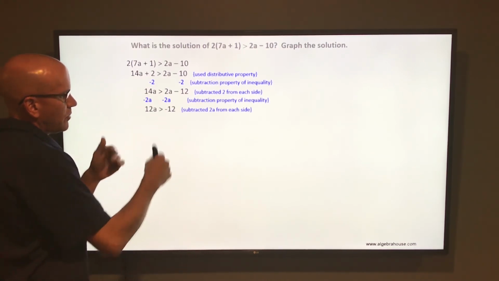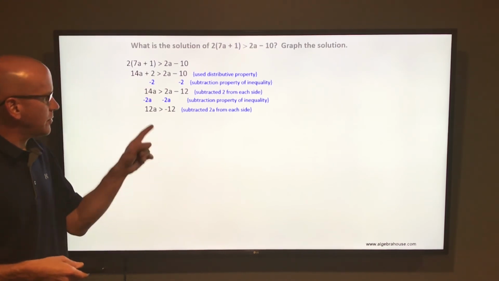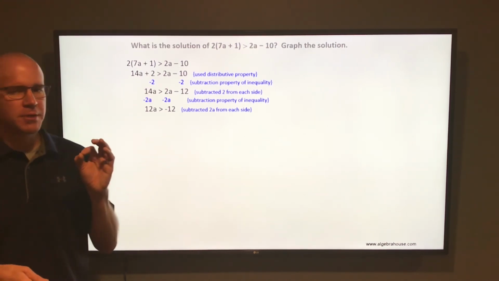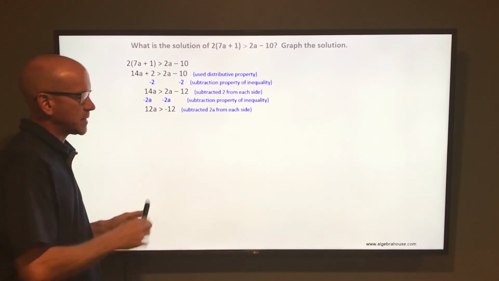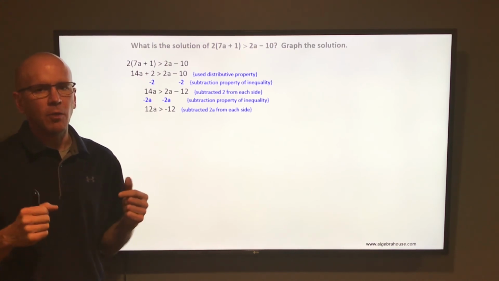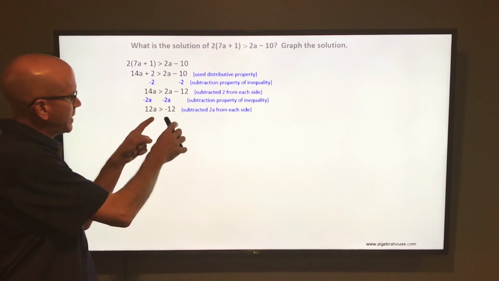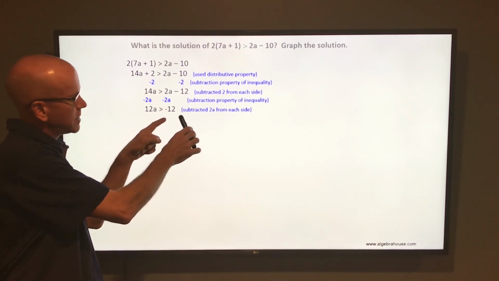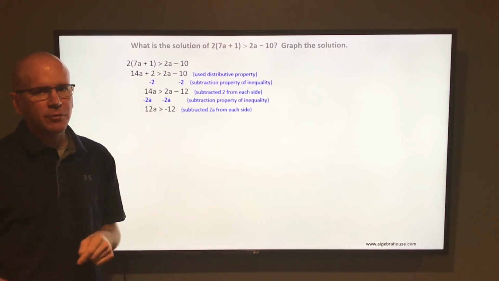We end up with 12a is greater than negative 12. Now be careful with your signs here. A lot of people think they need to flip the inequality sign here. You only change or flip the inequality sign when you are multiplying or dividing by a negative number. We are not dividing by a negative. Yes, there's a negative sign involved, but we're dividing by positive 12.